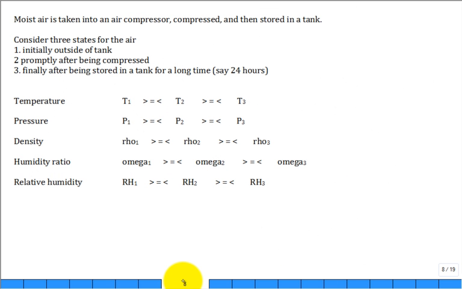So let's do this. Let's analyze this problem. Moist air is taken into the air compressor. It's then compressed, and then it's stored in the tank. So I'm thinking about state 1, where initially the air is outside the tank. It's in the room, in the garage. Then it's promptly compressed. And now it's in that tube. If you touch it, what will happen? You'll get burned. Okay?